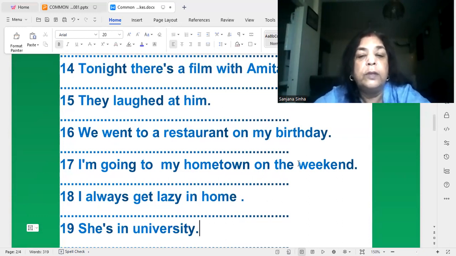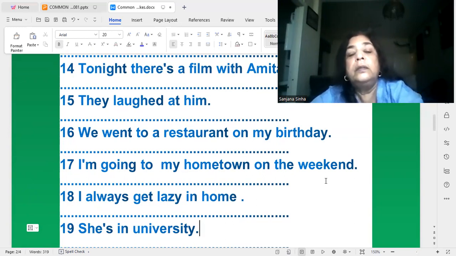17. I'm going to my hometown on the weekend. This sentence is correct. I'm going to my hometown on the weekend, and I'm going to my hometown in the weekend. Dono sahi hai, either way. The Americans would always talk about on the weekend. And we talk about in the weekend.